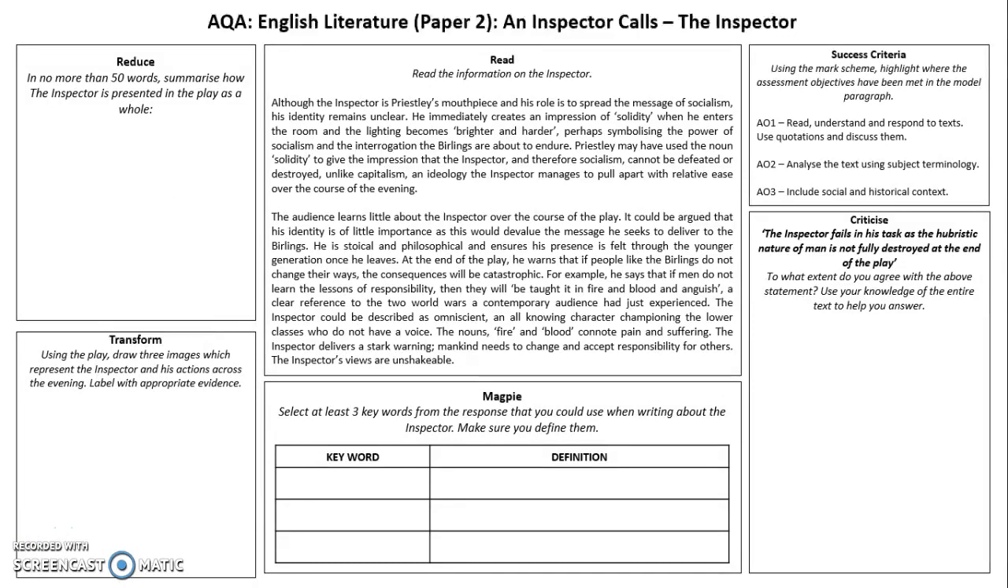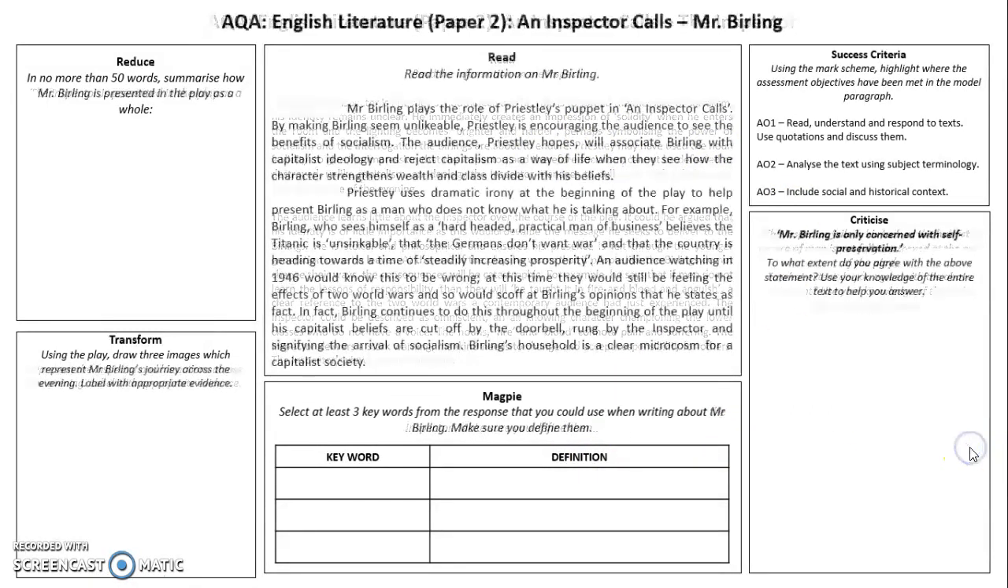So if, for example, you aren't looking at AQA but at OCR instead, you can still use this, but bear in mind that your AOs, or assessment objectives that you're marked on for this exam, might be slightly different, but feel free to still practice using these. The first task is to summarise, in no more than 50 words, how the inspector is presented in the play as a whole. Then you'll be reading the extract and answering questions there. I've got one here as well for Mr Birling's character, so summarising his character to start off with.